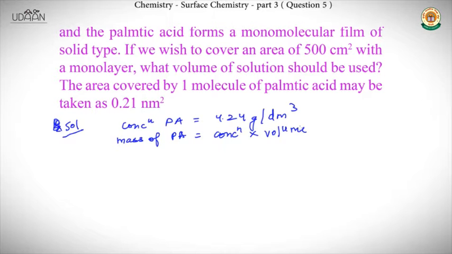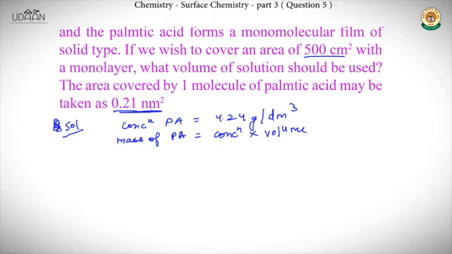So yeah, concentration into volume. Now to calculate the overall mass, we know the total area, and we know the area covered by one molecule. So we need to find out the number of molecules first, and then we can find out the mass. And once we do that, we can find out the volume of the solution because we know the concentration of the solution. So it's very simple. Let's see how we go about it.